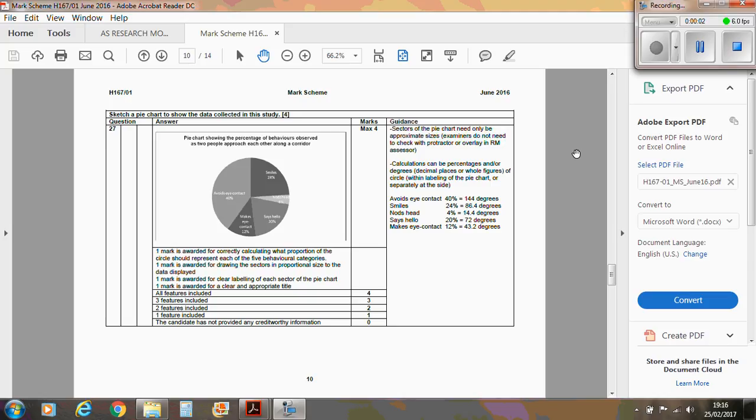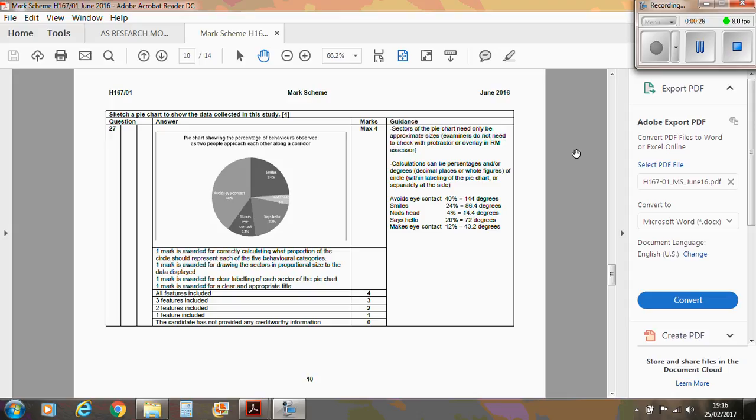Question 27 asked you to sketch a pie chart to show the data in this study. So this was about the office workers going down the corridors and how they encountered each other. Now, this is the mark scheme for it, and it shows a pie chart showing the percentage of behaviours observed as two people approach each other along a corridor. We've got the pie there, we've got the types of behaviours, and we've got the percentages on it.